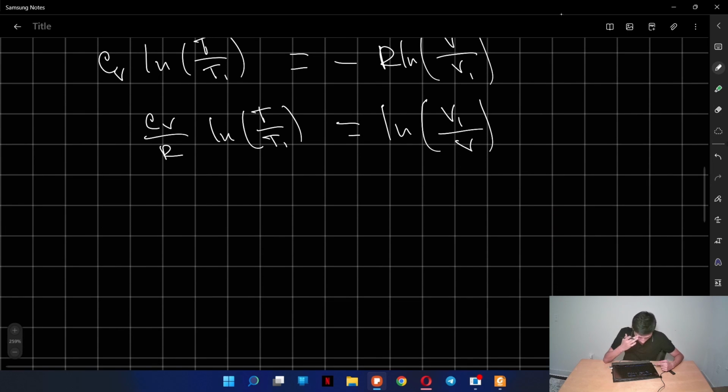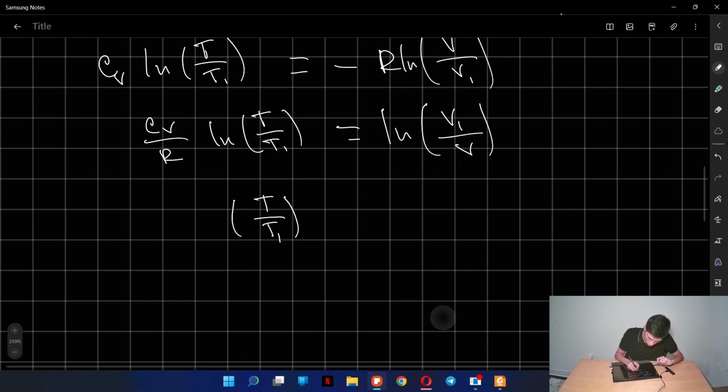And the next thing is I'm going to take the exponent from both sides. So I'm going to have T over T initial to the power of Cv over R. And for this part, I'm going to have V initial over V, right?